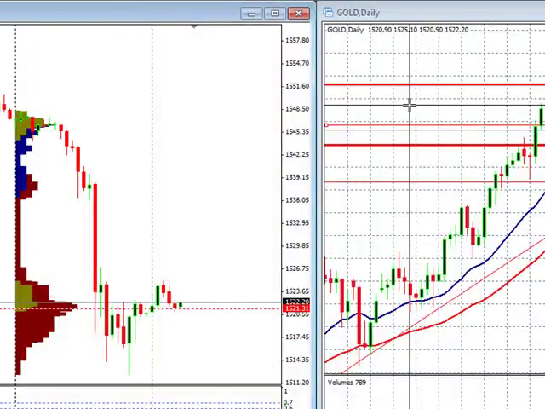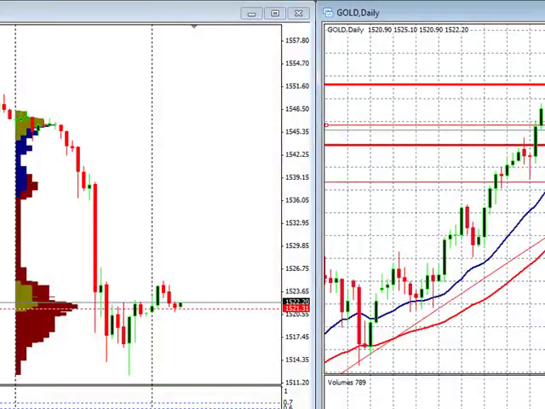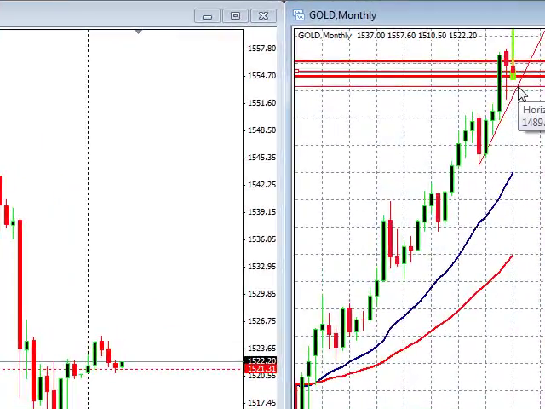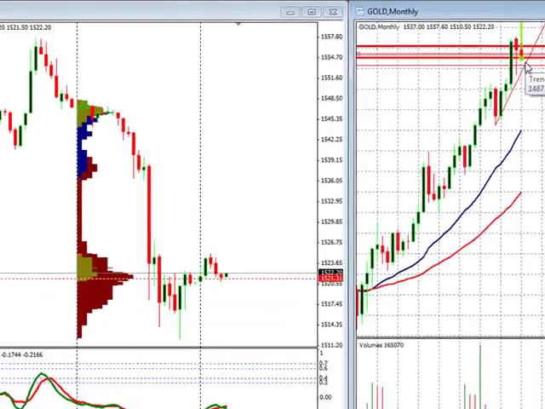We'll go to the monthly on the daily real quick. And you can see that there is room to come down a little bit more before we really have to be concerned about the uptrend.